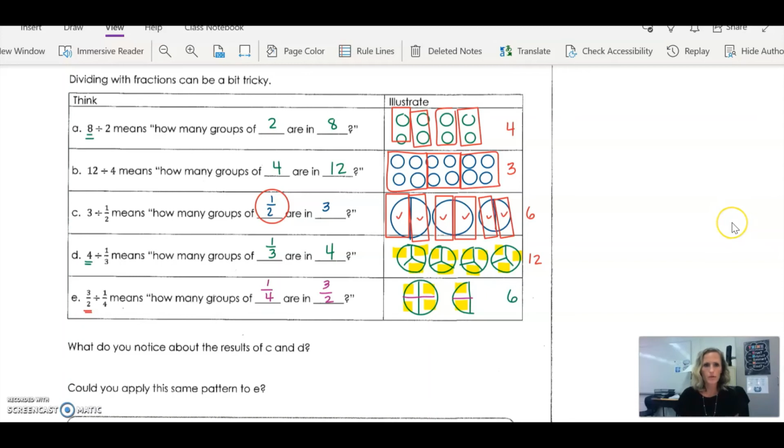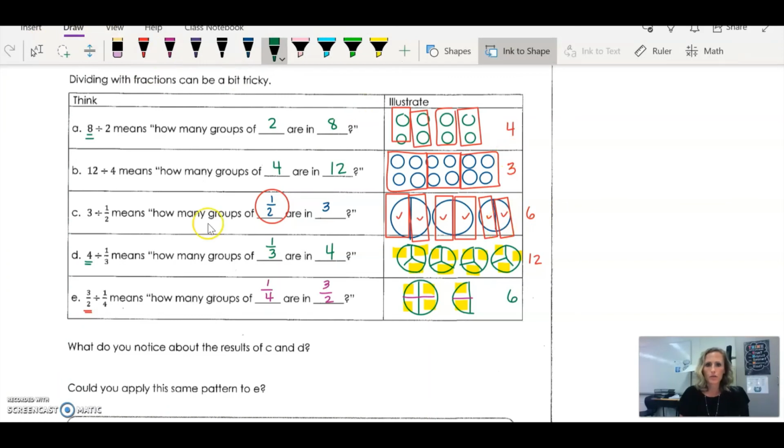What do you notice about the results of C and D? We already know how A and B work. Let's look at C and D. You notice that the result was 6, and the 2 numbers that we were working with were 3 and 2. The result over here is 12, and the numbers we were working with are 4 and 3. 4 times 3 is 12, and 3 times 2 is 6.